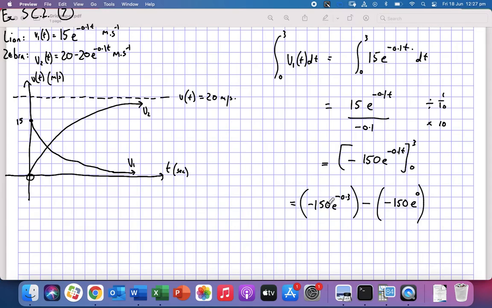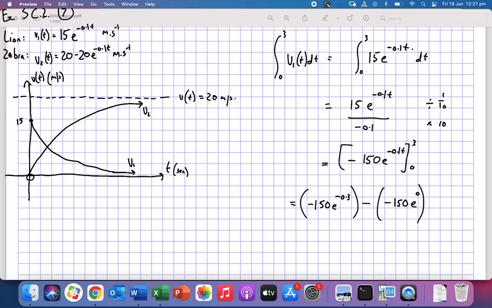This bit here, this is going to be a number, what's it going to be, a negative number. Will it be smaller? I'm not sure what e to the 0.3 is. So we'll just go to the calculator with it. Okay.